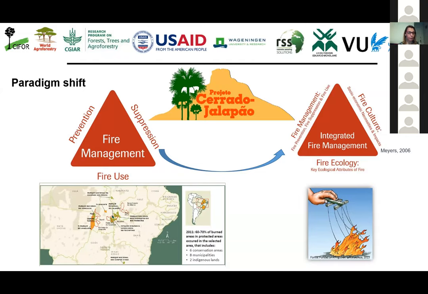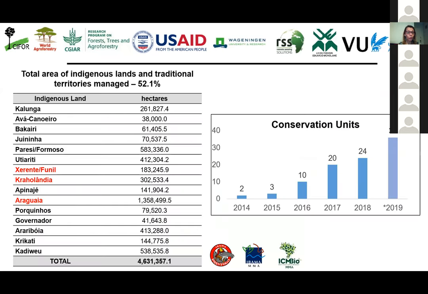The integrated fire management approach and the prescribed burnings started in a few indigenous lands and the conservation units, as you can see in this figure of the Cerrado Jalapão project. And next, soon with the project, the activities of integrated fire management were expanded to other areas. We initiated in only three indigenous lands in Cerrado. Nowadays, integrated fire management occurs in 52% of the total indigenous lands in Cerrado. In the same way, integrated fire activities began in two conservation units, and by 2019, 36 conservation units were involved in this process.